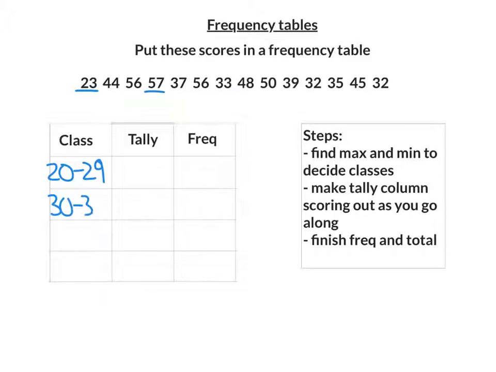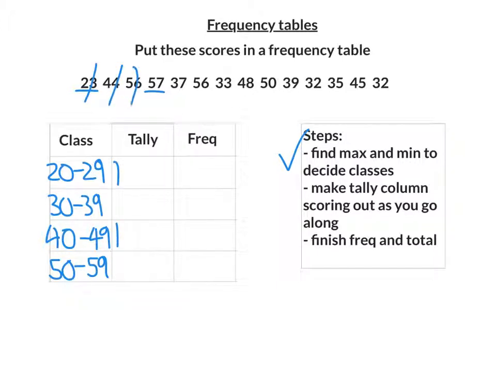and 30s, 40s, and then finishing with the 50s. Okay, so I've done the first bit. Now I need to make my tally column, scoring out as I go along.